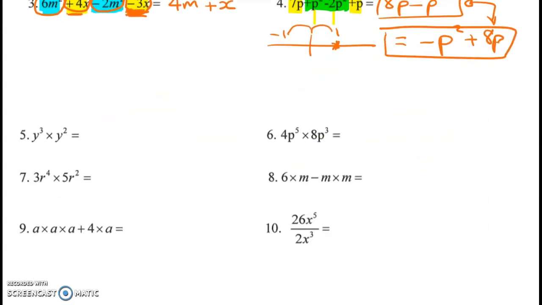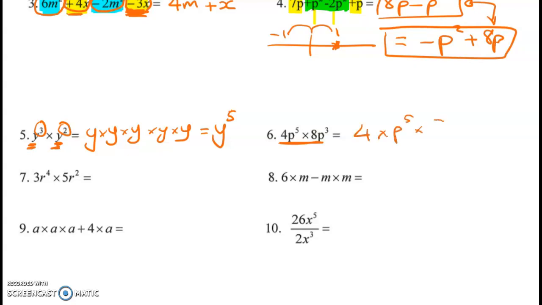All right, the next few questions start to be about multiplication and division. I'm going to write the first one out really slowly and then we're going to see the pattern. So this one is y times y times y times y times y. And that's y times itself 5 times. We don't want to have to do that all the time, right? So when we've got the same base here, the variable is y, we can simply add the powers when we're multiplying. So in this next one, we could write this out as 4 times p to the power of 5 times 8 times p to the power of 3. That will give me 32. And then here, we've got p to the power of 5 times p to the power of 3. So it's going to be 32 p to the power of 8.